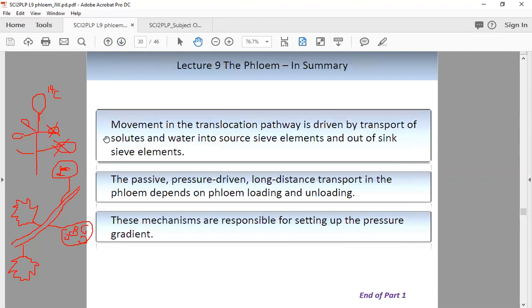Transport of solutes and water into the sieve elements at the source and out of sieve elements at the sink end of the pathway. This is a passive, pressure-driven, long-distance transport, which depends on phloem loading and unloading, as we said earlier. And these mechanisms are responsible for setting up that pressure gradient, as we saw. Okay, terrific.